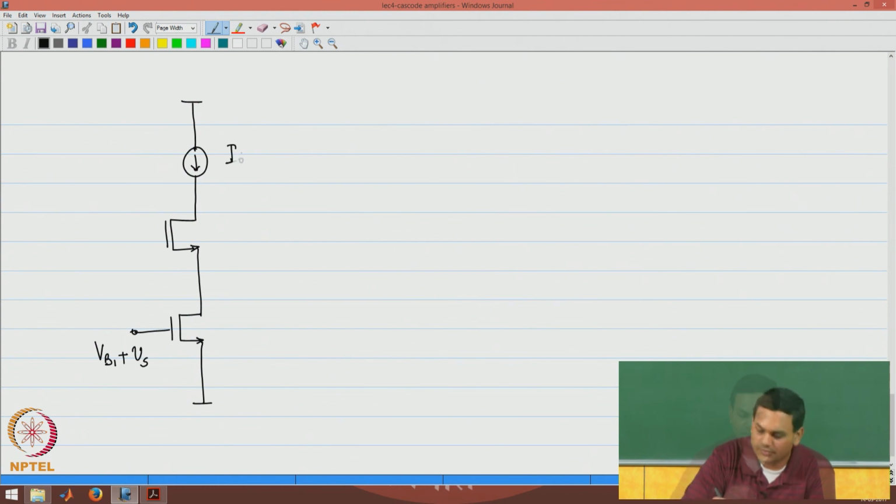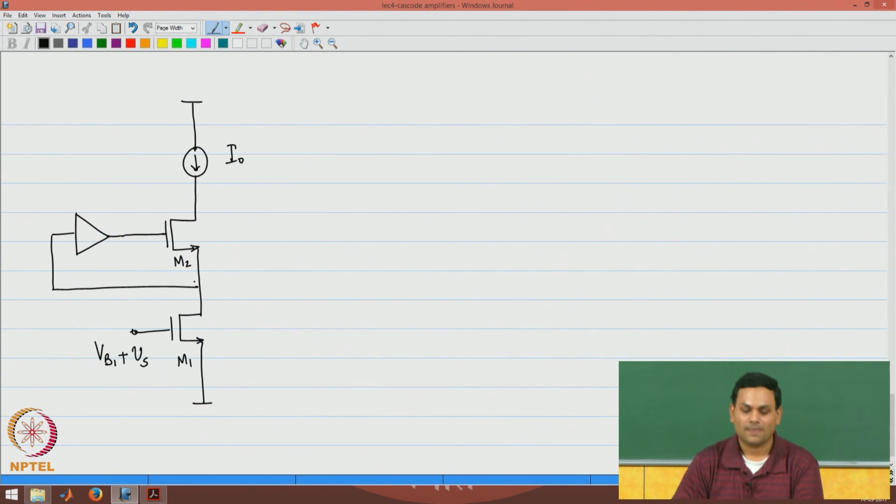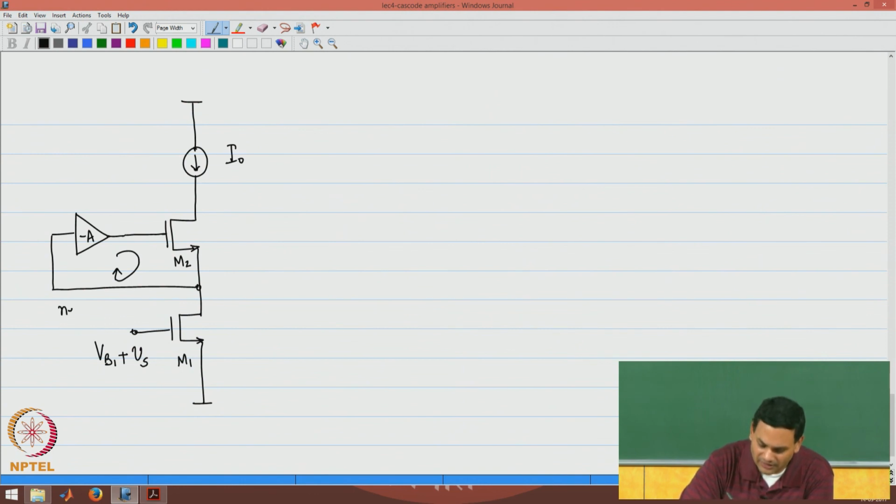Now, in the original cascode amplifier, the gate of M2 was connected to signal ground, it was connected to an appropriate DC voltage. In our case, what we will do is we will try feeding back the signal from the drain of M1 to the gate of M2 through an amplifier of gain minus A. As you can see, you need an amplifier of minus A to ensure that you have negative feedback.